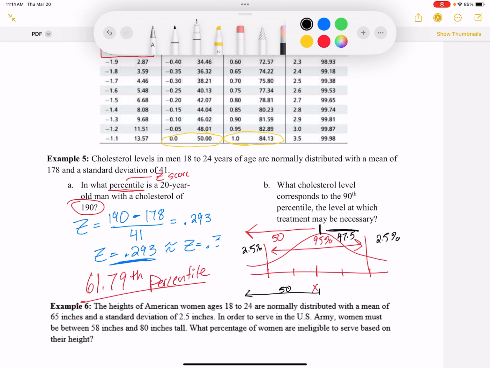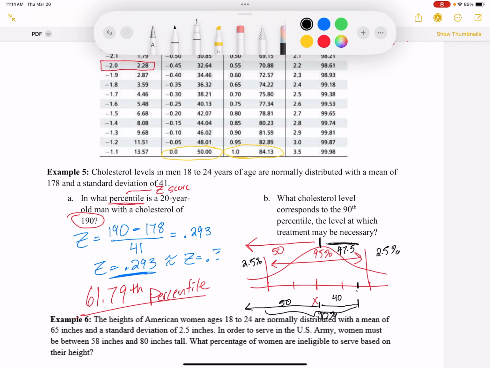That's 50%, but then I'm going 40 more. So I'm not quite going 2 standard deviations. I'm going a little bit less than 2 standard deviations. We're going to say this would be another 40%, and this whole thing would be the 90th percentile. So I'm thinking it's going to be about 1.5 above the mean, 1 point something above the mean. Let's look into it. That's just me thinking about it. You want to make sure you're thinking about this.